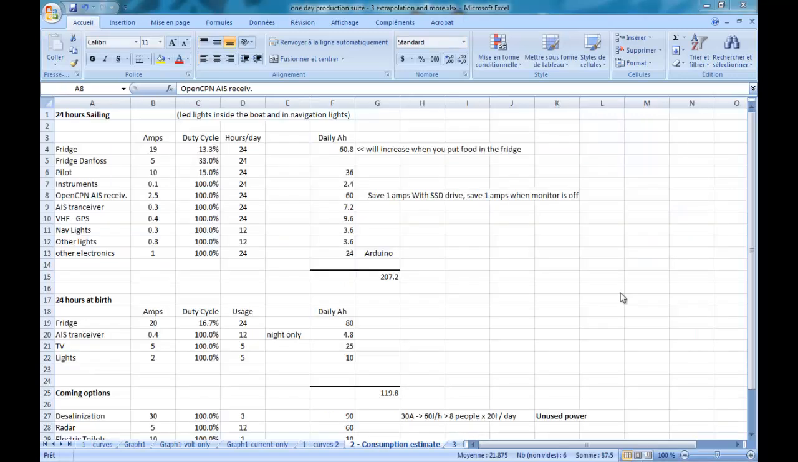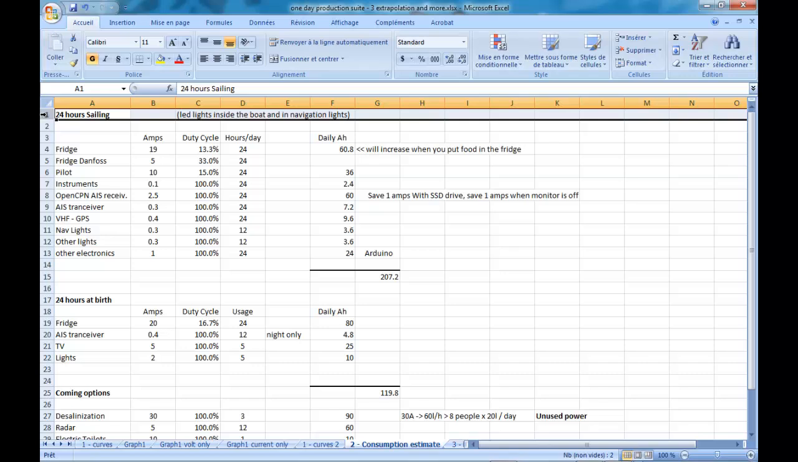Hi, so now let's see a more theoretical approach to the power need. I've guesstimated more or less what the consumption should be in the first configuration, which is 24-hour sailing. You're going to an island somewhere, it's pretty far, it's going to take 2-3 days, so you are sailing on a 24-hour basis.